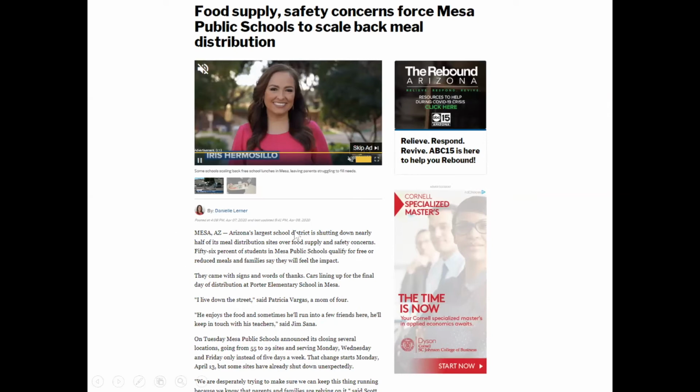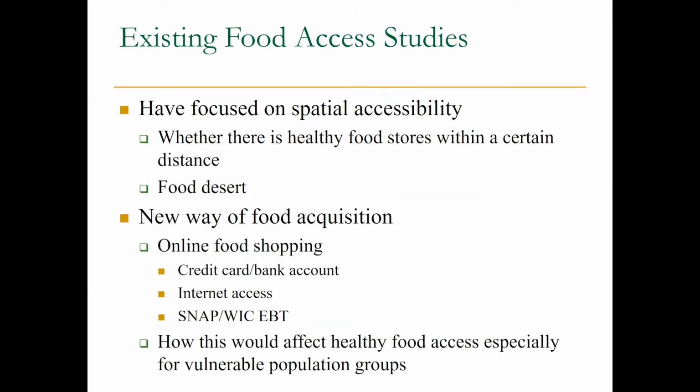In Maricopa County, actually, this is a report about their Mesa Public School, the school meal program. So they had to close some of the sites. Again, this is related to the food assistance resources. We have very limited resources now.